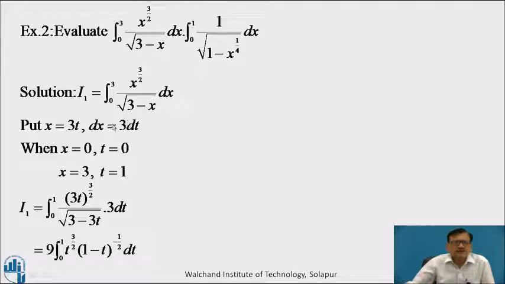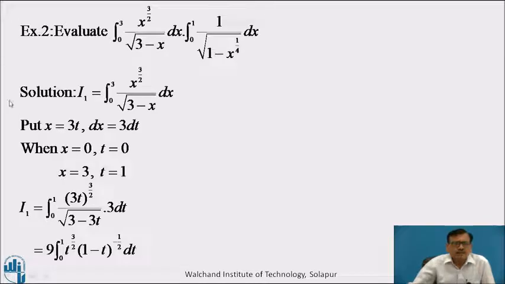Now substituting these in the given integral, we get I1 equal to integration from 0 to 1 of 3t raised to 3 by 2 divided by square root of 3 minus 3t, and dx as 3 dt. Now here 3 raised to 3 by 2 into 3, divided by square root of 3, we get 9 into integration from 0 to 1, that is t raised to 3 by 2 into 1 minus t raised to minus 1 by 2 dt. Now we have expressed the given integral in terms of beta function.